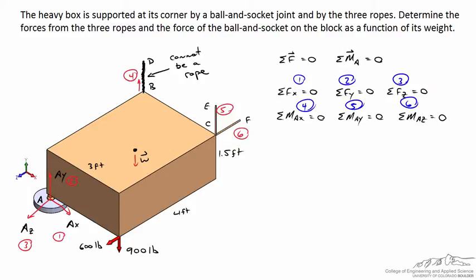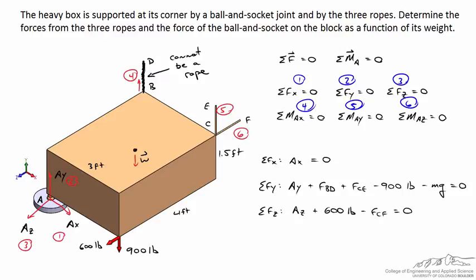Well, let's solve this problem by writing our first 3 equations out, just the sum of forces in the x, y, and z direction. From this perspective, it's not terribly difficult to write it. I see I've got AX acting in the x direction, but no other forces, so that says that AX has to be 0.